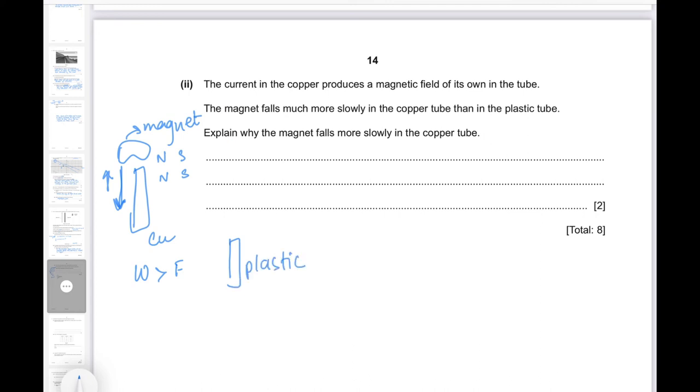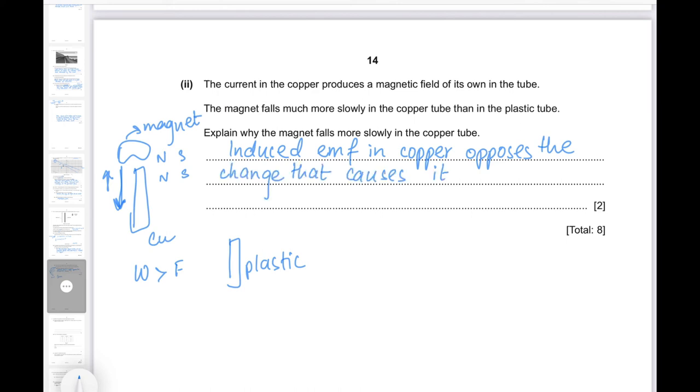So here we'll talk about how induced EMF in copper will oppose the change which produces it, which is the magnet falling through the copper rod, and this will result in an upward force on the magnet, again due to interaction of the magnetic fields of the copper rod and the magnet.